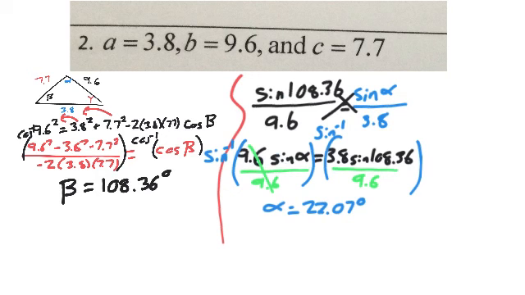And so now I find gamma, which I use red for, by just subtracting. So I do 180 minus 108.36 minus 22.07. And that gives me my third angle, which is 49.57 degrees.